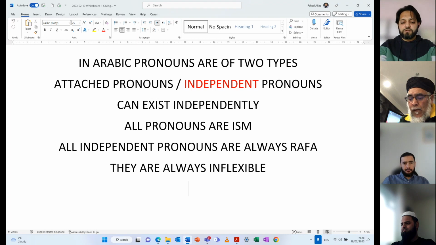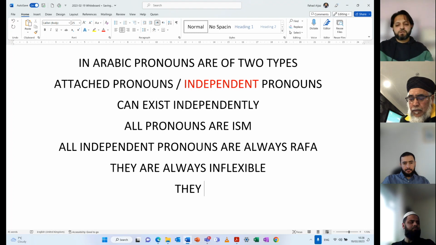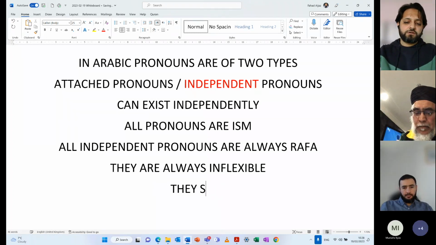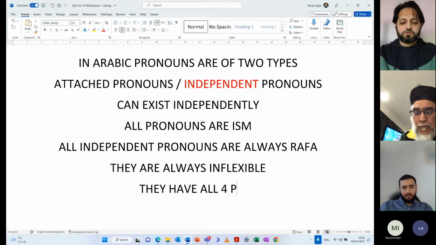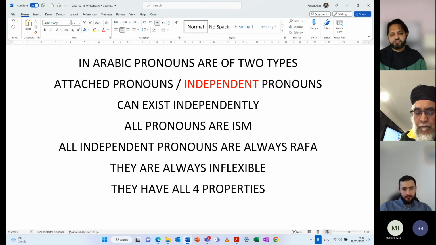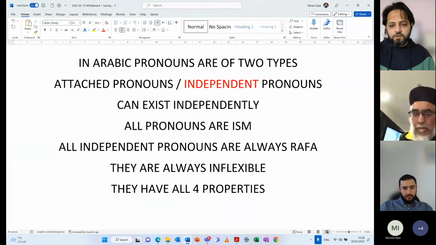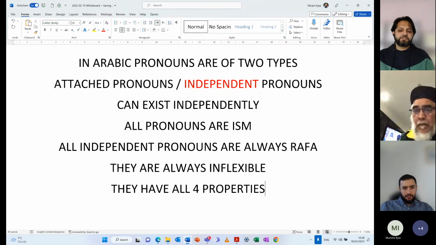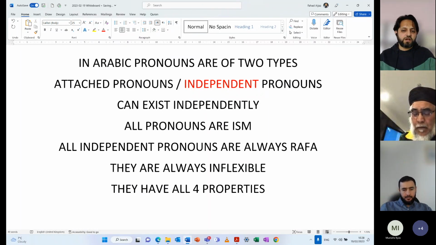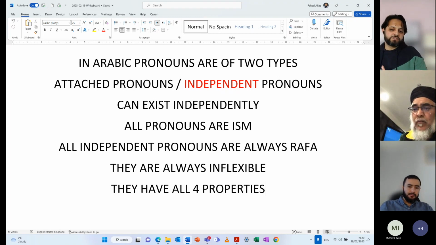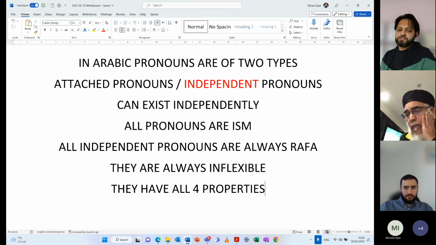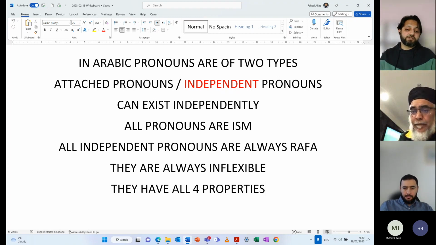Because they are all isms, they always have four properties. Let me just write it that way. They would have status, they would have number, they would have gender, they would have type. And that's true for any ism. Any ism has a status, number, gender, and type. So regardless, even if we know in advance the pronoun is inflexible, and its status is going to be rafa, it still has a status, it still has some gender, number, and type.